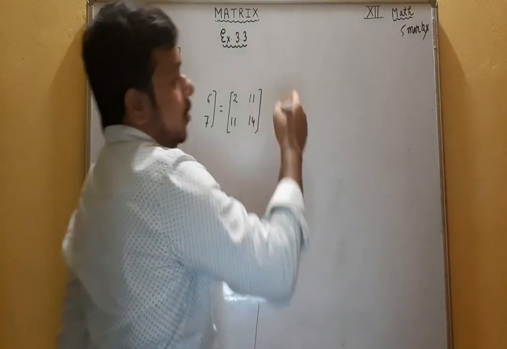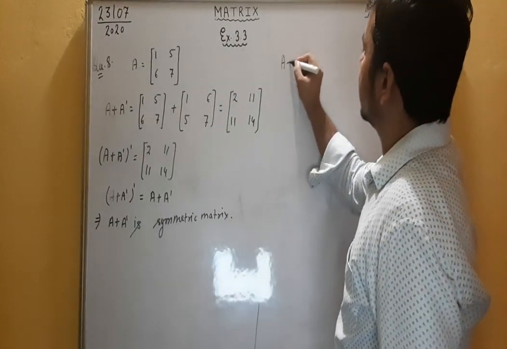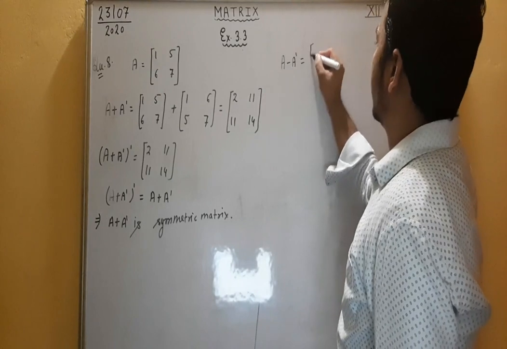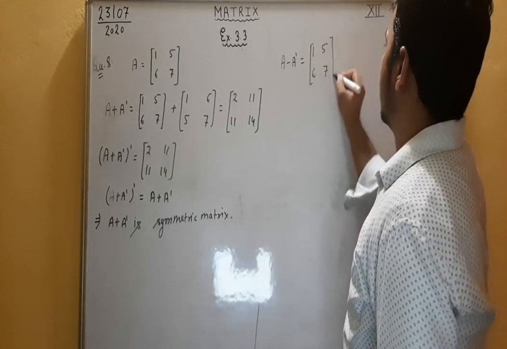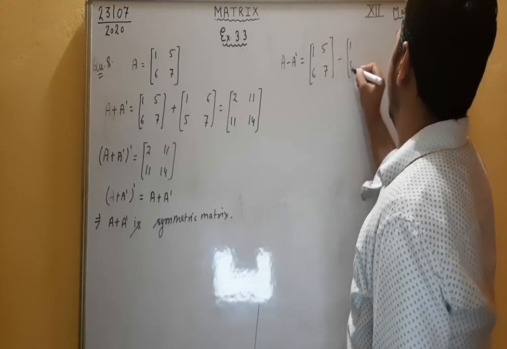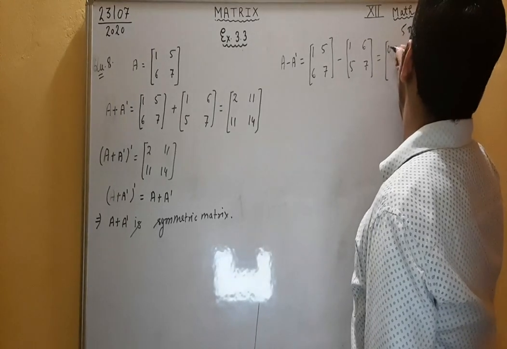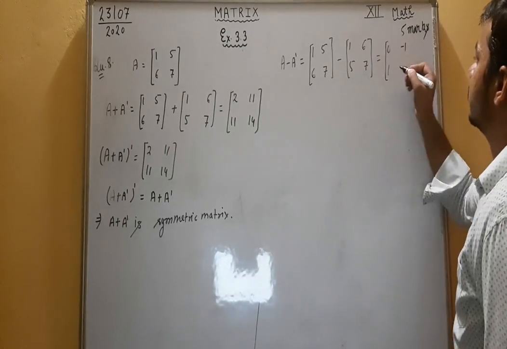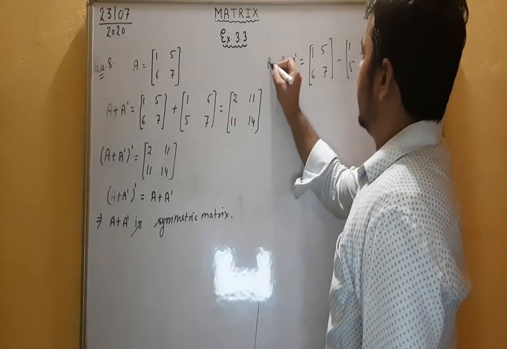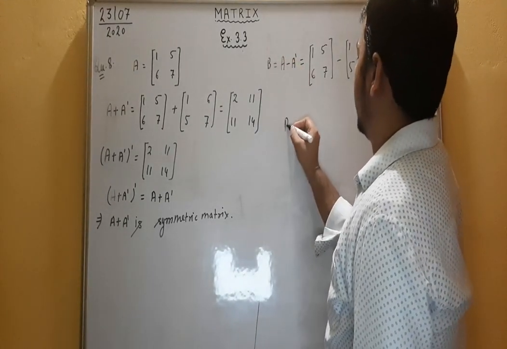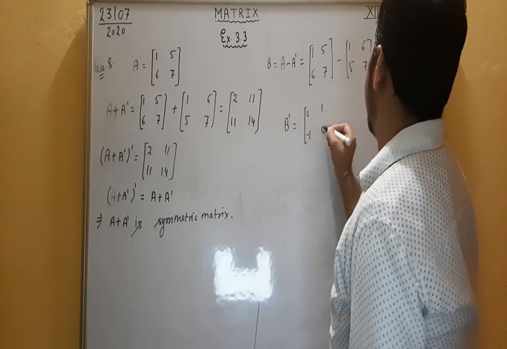Now see the next part. In the next part, you have to prove that A minus A dash is skew symmetric. So let us calculate A minus A dash. 1, 5, 6, 7, minus 1, 5, 6, 7. 1 minus 1, 0. This is minus 1, this is 1, and this is again 0. Let us consider it B. Now find B dash. B dash is what? 0, minus 1, 1, 0.